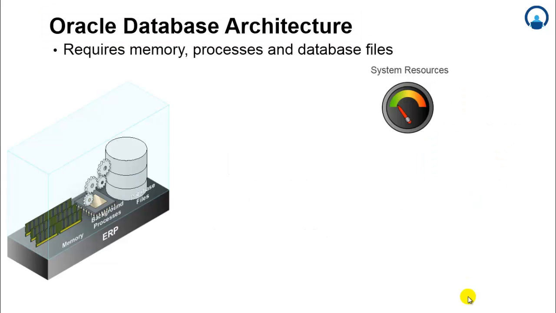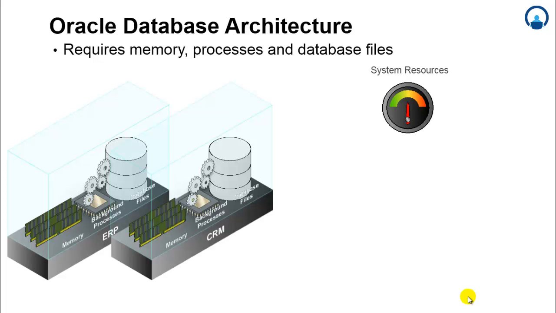Oracle Database Architecture. Let's think about our traditional Oracle Database Architecture. Every time we create a database, be it a production database, a development or a test database, what do we exactly do? We create a set of files, we allocate a bunch of memory for managing the data, and we kick off a series of background processes. And this is replicated for every one of the databases that we create.